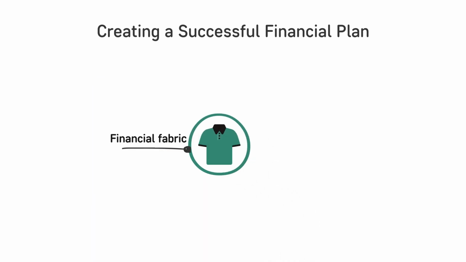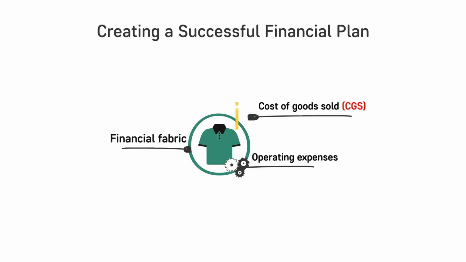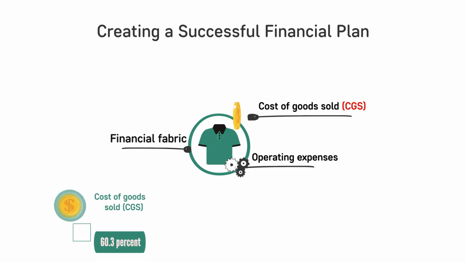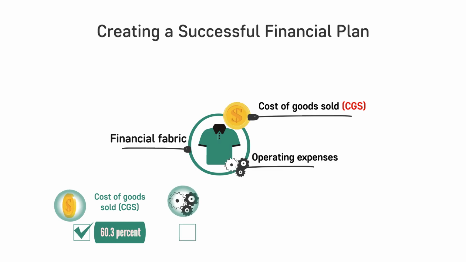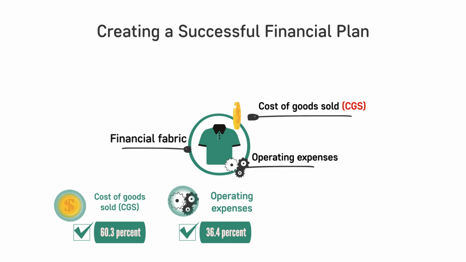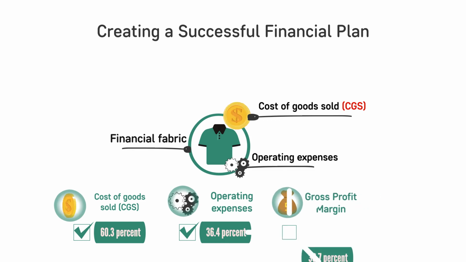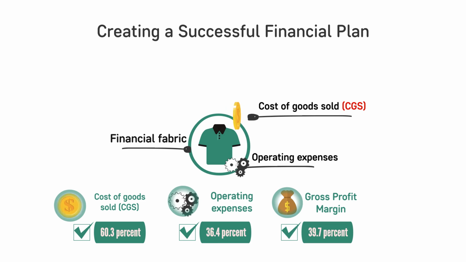In the financial fabric of a retail business, the cost of goods sold, CGS, and operating expenses are the warp and weft that form the tapestry of profitability. Here, CGS is 60.3% of net sales, while operating expenses take up 36.4%. The gross profit margin is the lustrous thread, representing 39.7% of net sales.